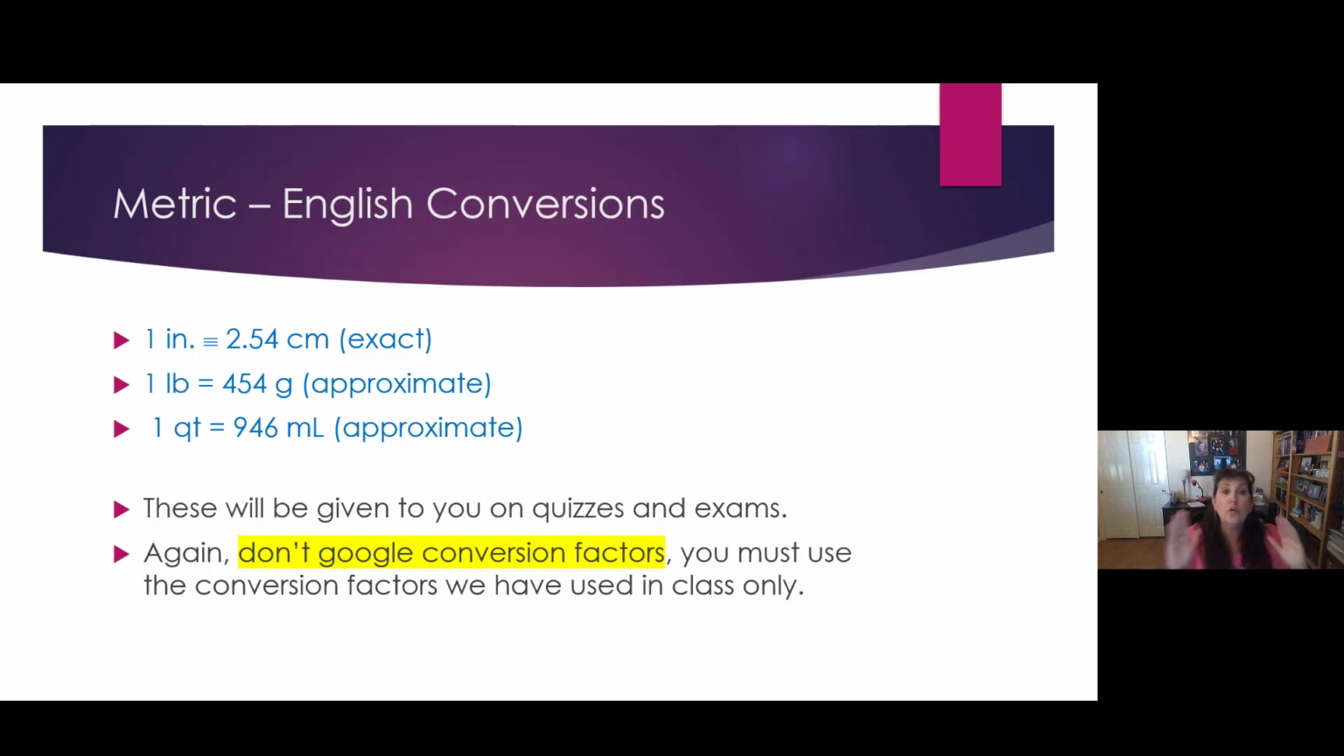All right, so these will be given to you on quizzes and exams because you have this printed out. Again, don't Google conversion factors. You can only use the conversion factors we've used in this class. There were 5 metric, 9 English, and now these 3 crossovers. That's all you can use in this class. We won't ask anything else. You only need those conversion factors.